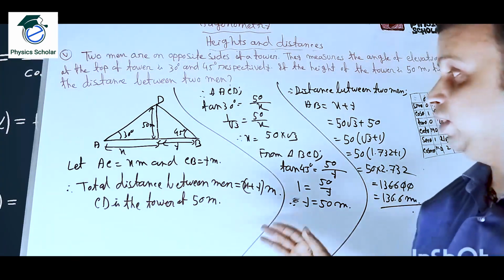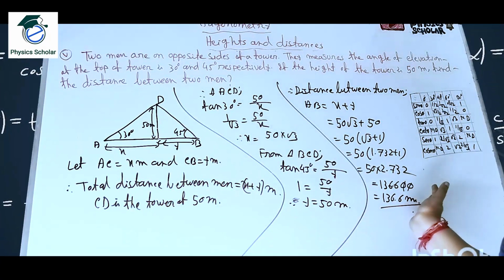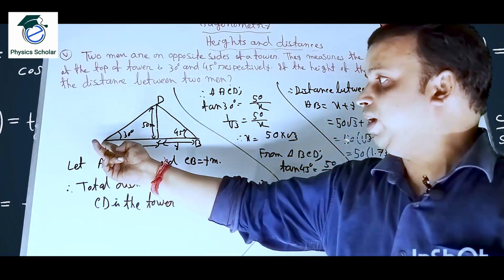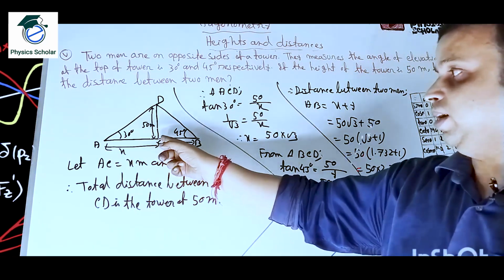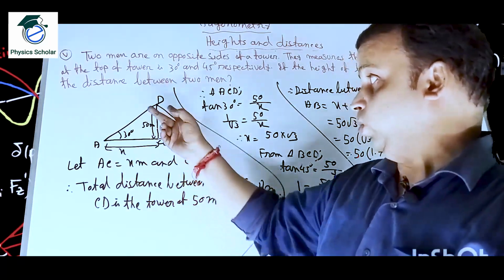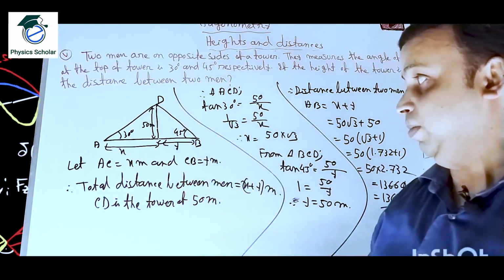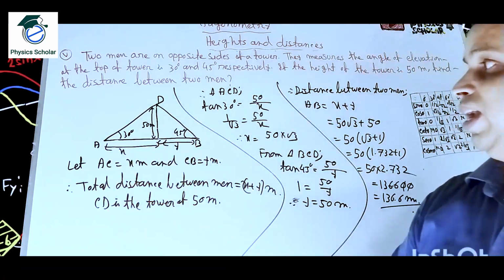Okay, so this will be the distance between the two men. Clear? So I am explaining it once again. Very easy sum. The two men at point A and point B are standing, and in between, at point C, there is a tower of 50 meter. The angle of elevation from points A and B to the top of the tower is 30 degree and 45 degree respectively. We have to find out the distance between A and B.